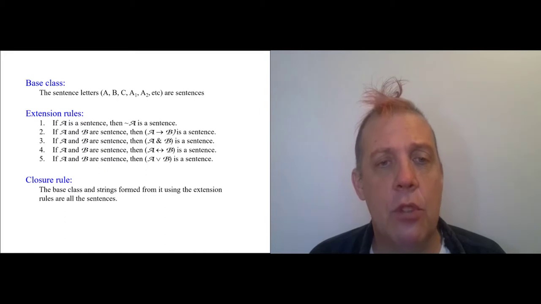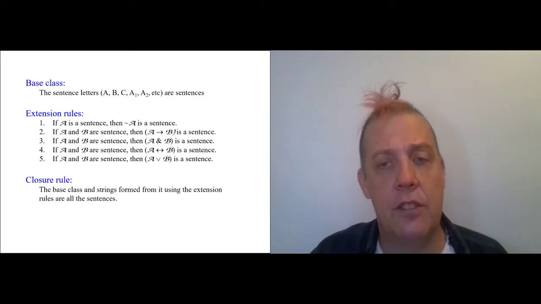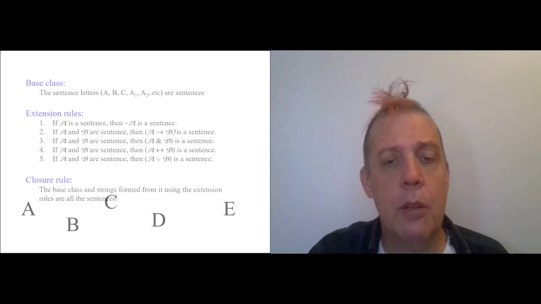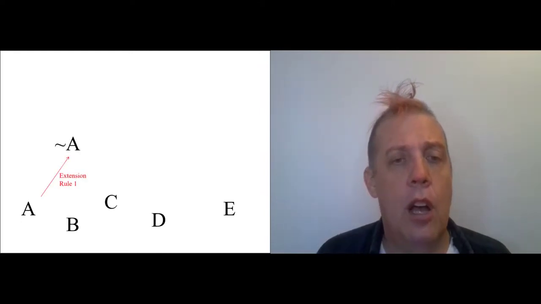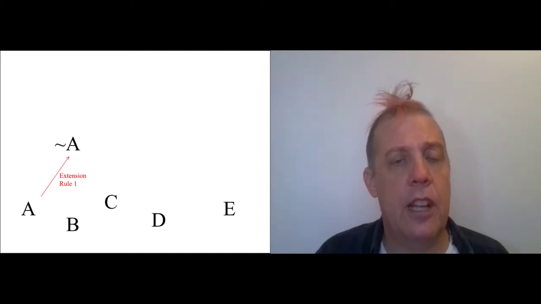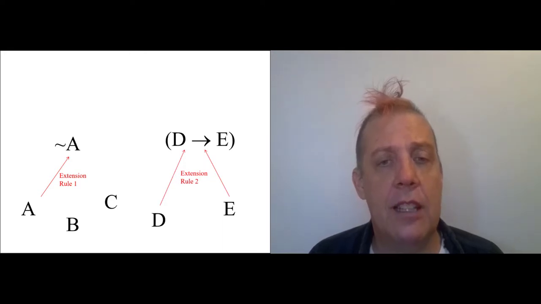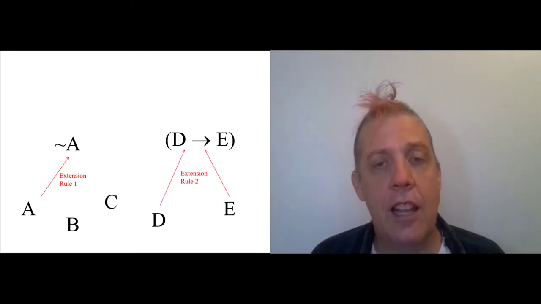The extension rules all say that if something is a sentence, then you can put a connective in front of it or attach it to another sentence with a connective and get another sentence. So you can imagine that we just start out with a pile of sentence letters. An extension rule says we can take the A and put a negation in front of it, and it's still a sentence. There's another rule that says we can take the D and the E and connect them with a conditional, and it's still a sentence.